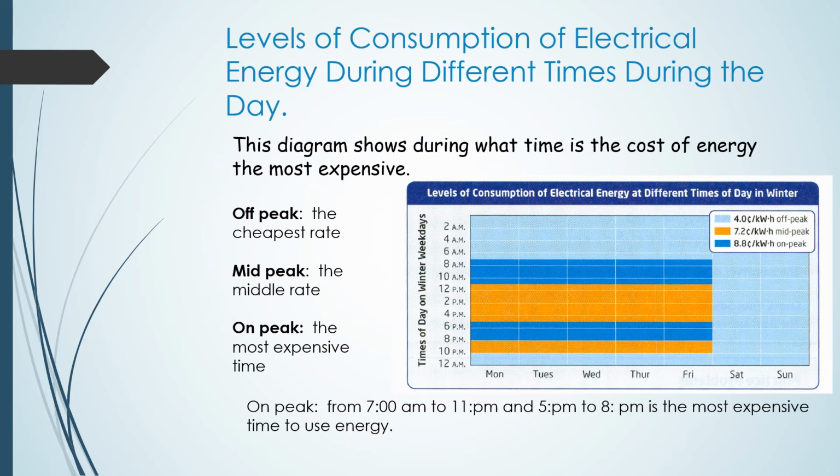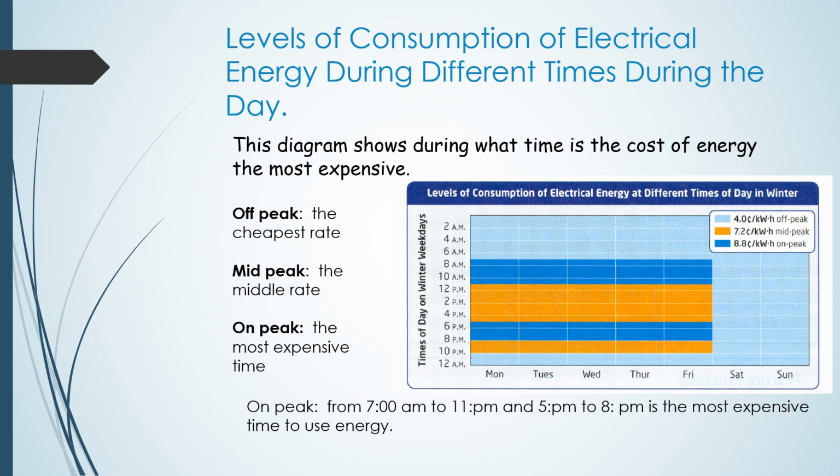When is the best time, though, to use electrical energy? This diagram shows what time the cost of energy is the most expensive. So we have 3 different rates. We have off-peak, which is light blue, which is the cheapest rate. Mid-peak, which is the middle rate of 7.2 cents per kilowatt hour, which is shown in orange, and on-peak, which is the most expensive time. This is shown in the darker blue.